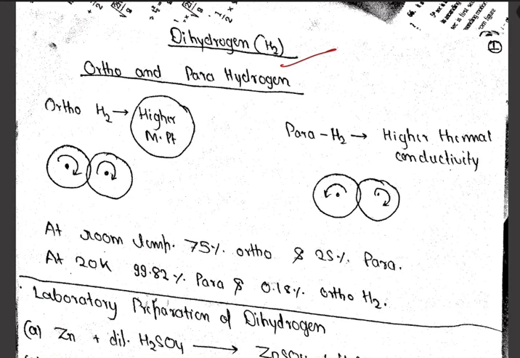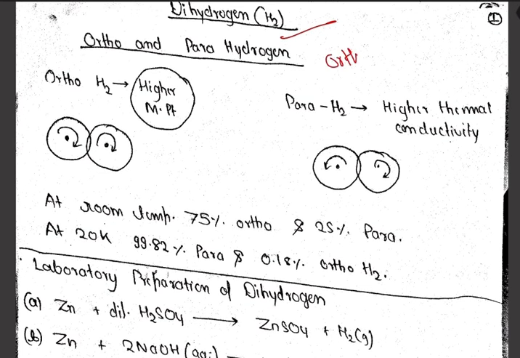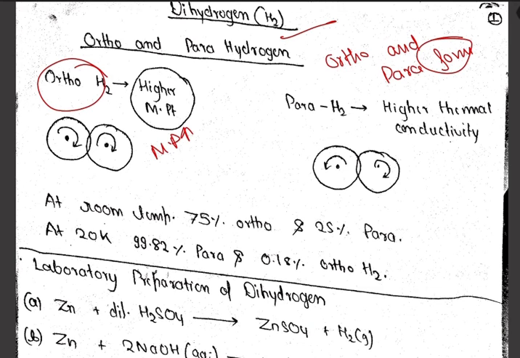Today we will study dihydrogen, that is hydrogen. Hydrogen exists in two forms, the ortho form and the para form. Orthohydrogen has a higher melting point and parahydrogen has higher thermal conductivity. That means if orthohydrogen has a higher melting point, then obviously parahydrogen has a lower melting point, and since parahydrogen has higher thermal conductivity, obviously orthohydrogen has lower thermal conductivity.